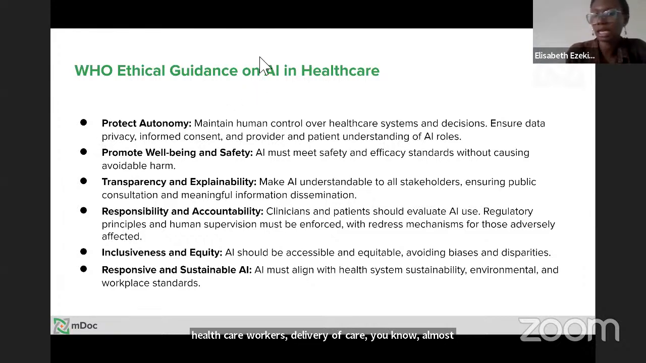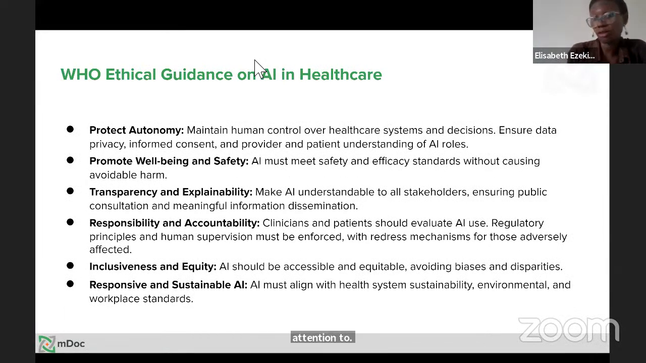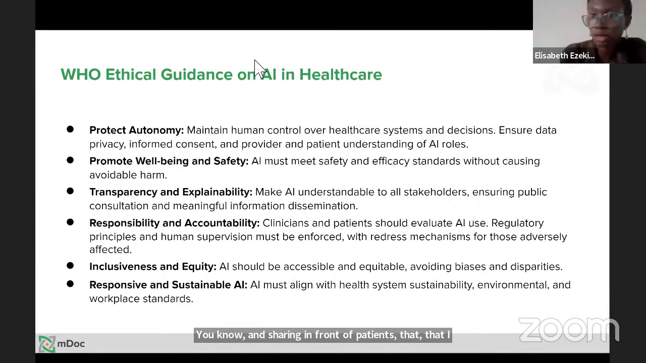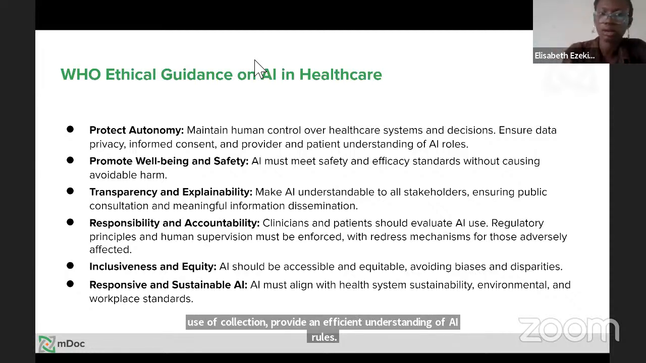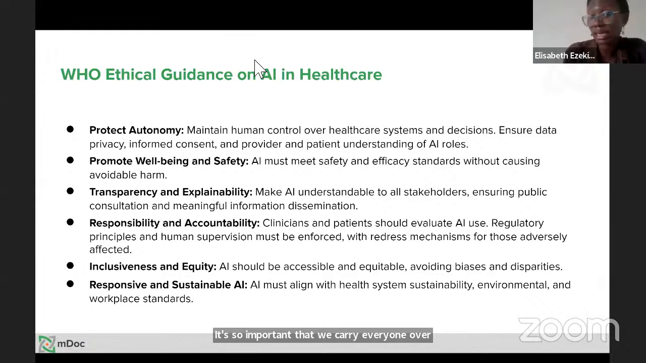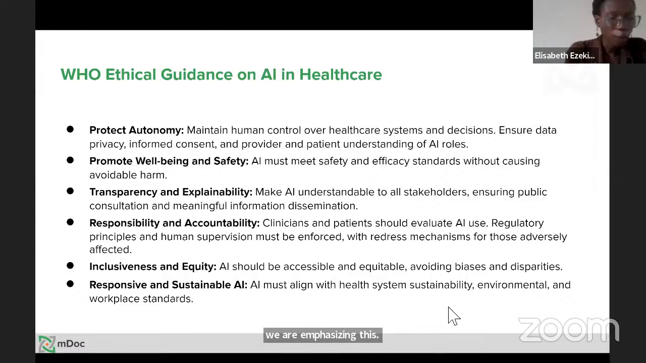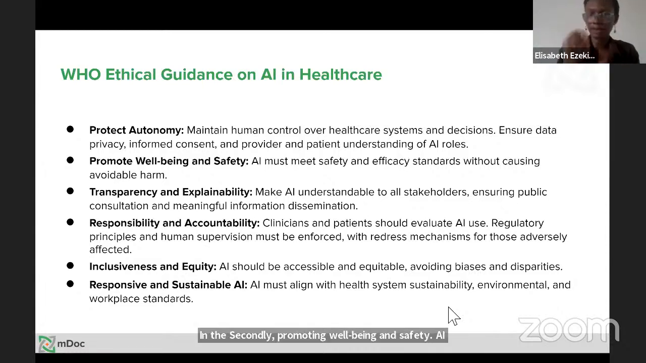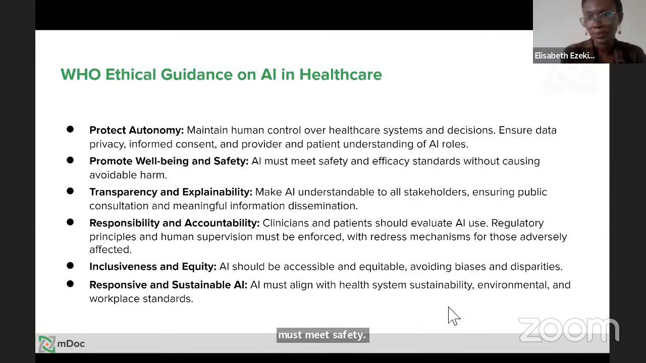Data privacy is something that we must pay specific and particular attention to. Ensuring informed consent of patients' data use or collection, and provider and patient understanding of AI roles. It's so important that we carry everyone along, that they understand, just the same way we emphasize informed consent in patient-centered care in the real world. In the same way, we are emphasizing this in the utilization of AI in healthcare. Secondly, promoting well-being and safety. AI must meet safety and efficacy standards without causing avoidable harm.